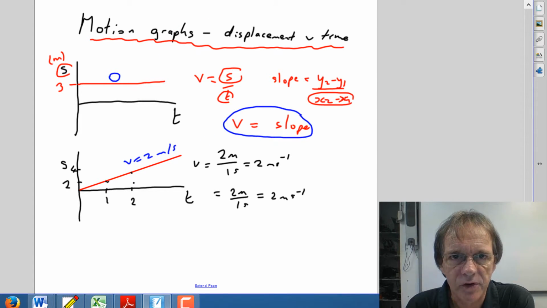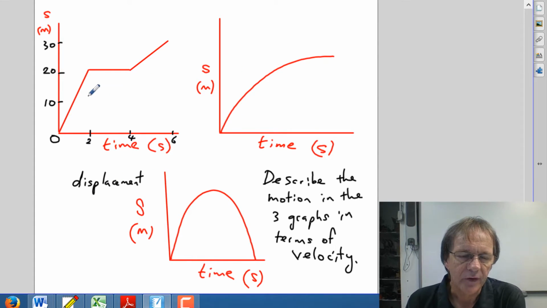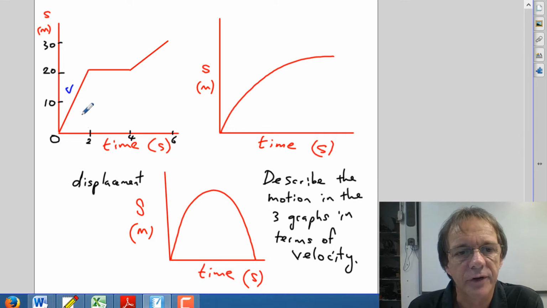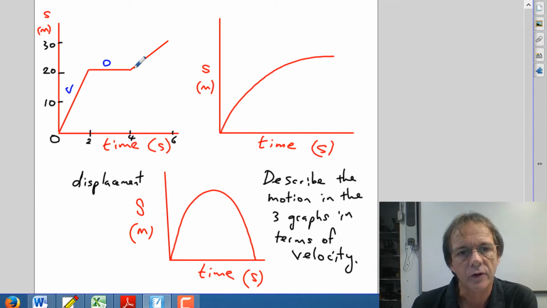Okay, now you could get a bit trickier than this and try some others. What's happening in this one is, if you were asked to describe this motion, at the start it's quite a steep slope, so the velocity is pretty high, and it's also steady. So you could describe this as having a steady high velocity to start with, between 0 and 2 seconds. Here though, between 2 and 4 seconds, the slope is a value of 0. So this has a constant velocity of 0 because the slope is 0. So it's stopped here for this period of time. There's no change in position. It stays at 20 meters.